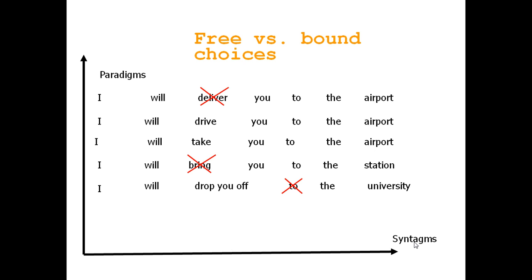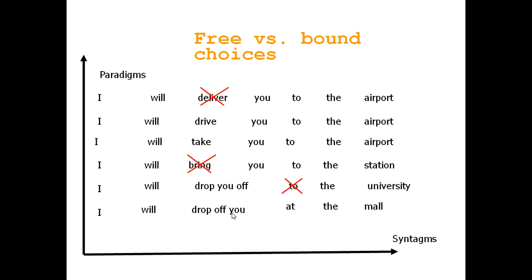Now, the problem here is that the phrasal verb drop someone off doesn't really like to be in the company of the preposition to. It wants to be in the company of the preposition at. Okay? To drop someone off means to take this person to a place and then leave them there. Now here we have at, but we have a different subject: I will drop off you.